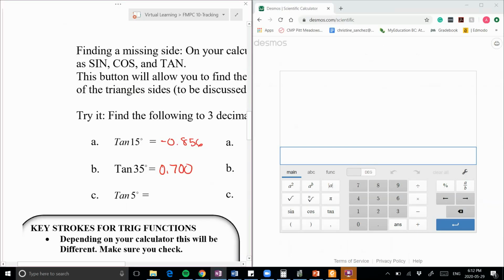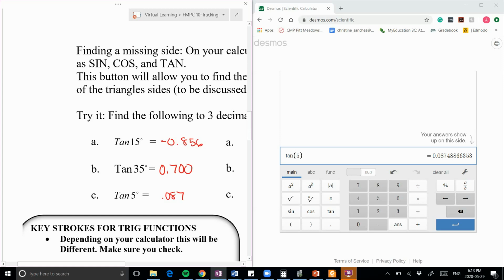So this one, I believe, has a working screen just like my other one. Yes, you see how when I press tan, it comes up with a bracket? That's kind of a sign that we're going to press the button first and then put the number into the calculator. So tan 5, and then close that bracket. My answers show up on the other side here. So 0.087, and I look to the 4, smaller than 5, so that 7 is going to stay. True. So 0.087.